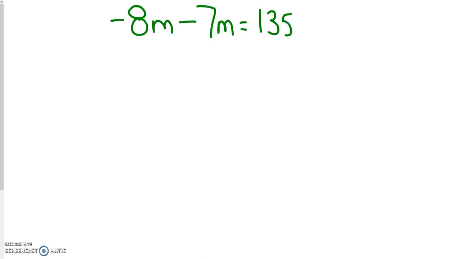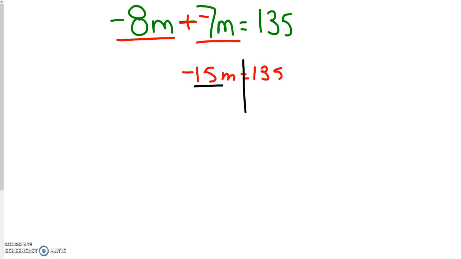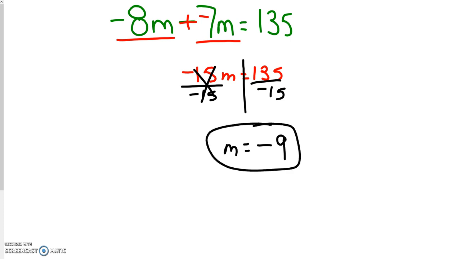Combine like terms. I need to combine those. Negative 8m plus negative 7m, that's negative 15m equals 135. Undo addition and subtraction. Well, there isn't any, so I'm going to undo multiplication and division. I'm going to divide by negative 15. I know a positive divided by a negative is a negative, and 135 divided by 15 is 9. So m is negative 9.